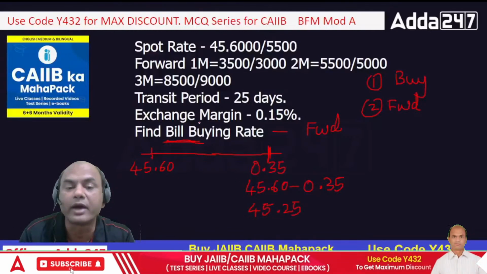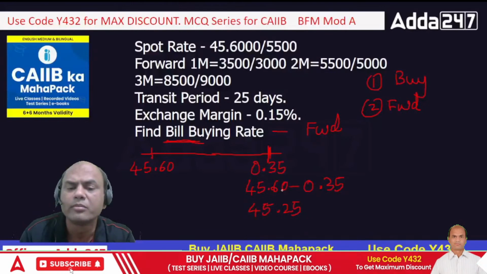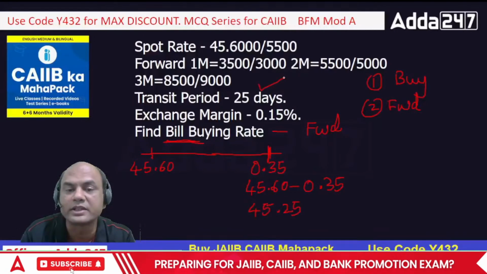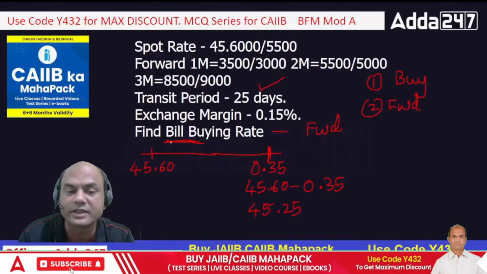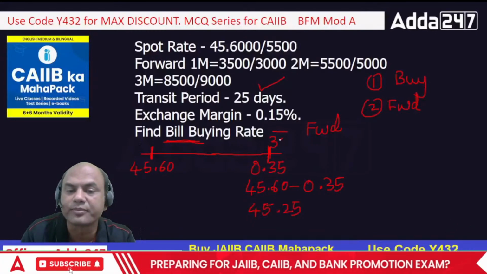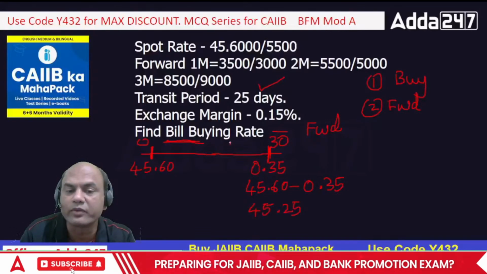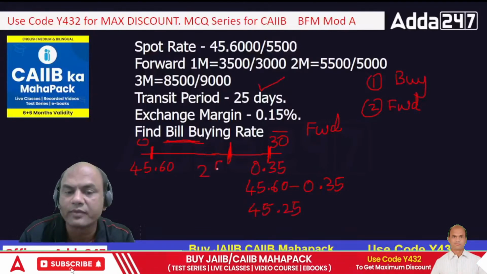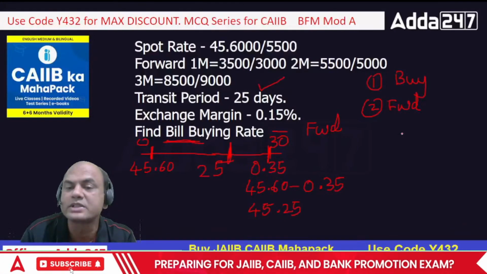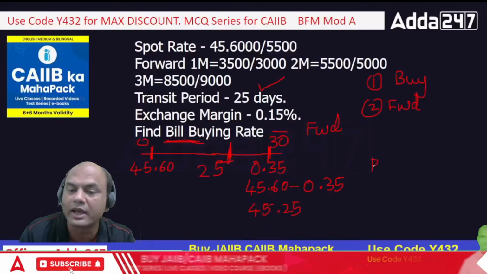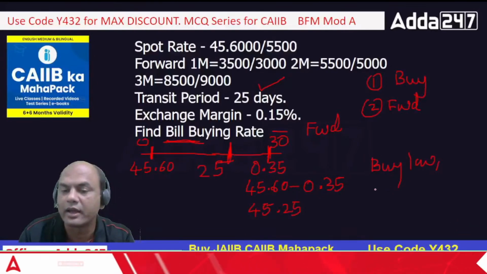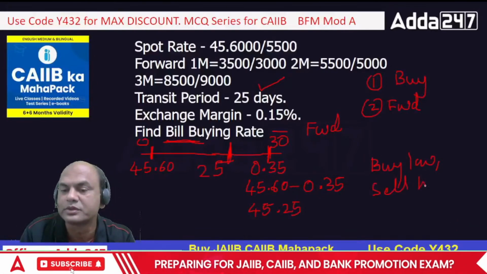So now I am buying. The buying rule is what? Buy low. But why am I using this 1 month only? Why not 2 months? Because the transit period is 25 days. 25 days lies in which period? It lies in 0 days to 30 days. So this is 0 days, this is 30 days, and this 25 days will lie somewhere over here, right? So if this 25 lies over here, I'll have to take these rates and use which concept? The concept to be used is buy low, sell high.